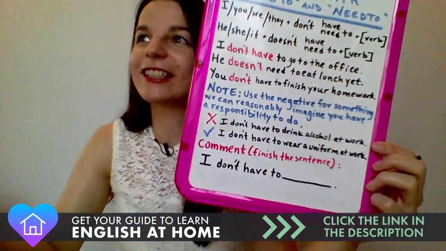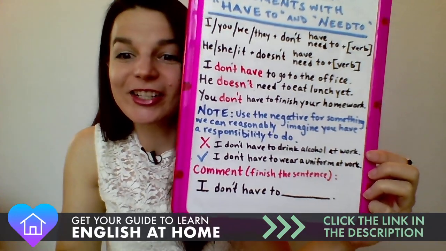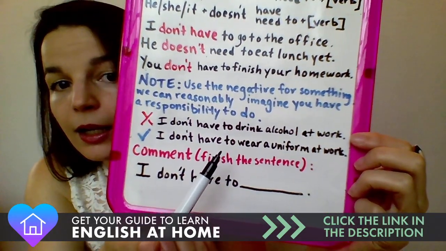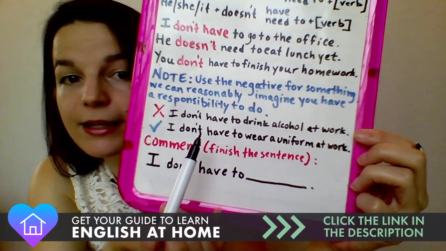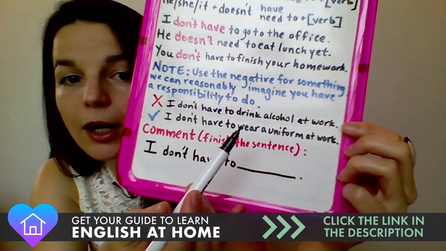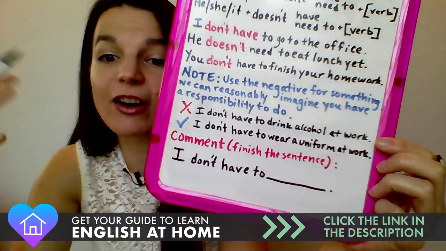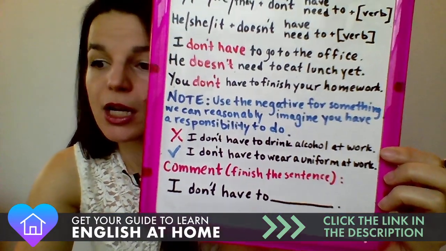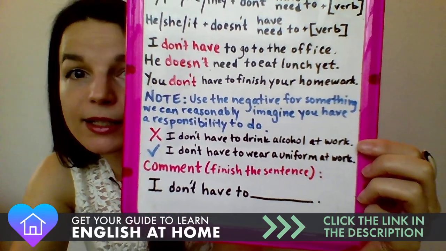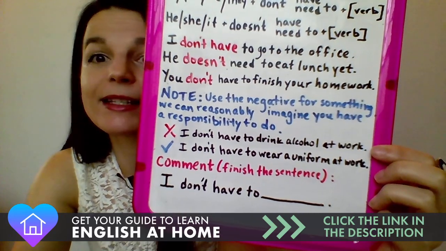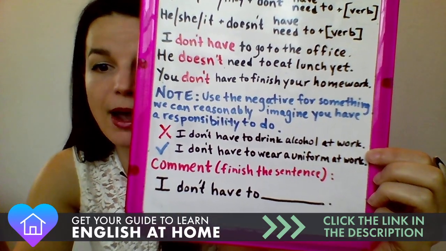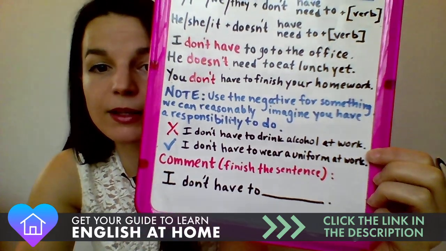Maybe if you're making a joke in a conversation, it's okay. But this sounds weird. Here, this is a better example. I don't have to wear a uniform at work. So this sentence sounds very natural, much more natural, because it's reasonable to expect someone might be required to wear a uniform at work. So please keep this in mind.